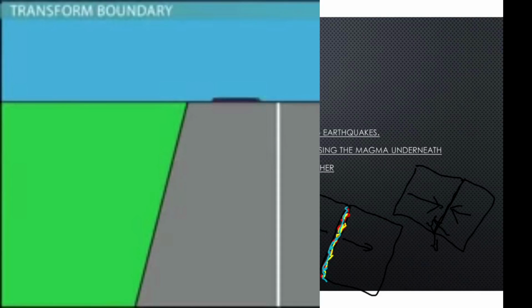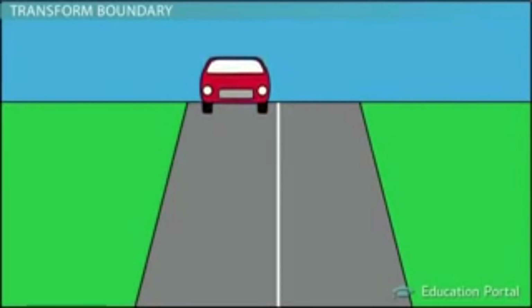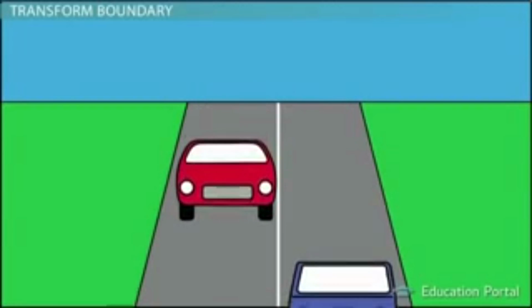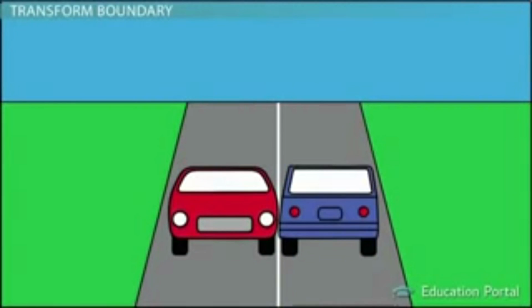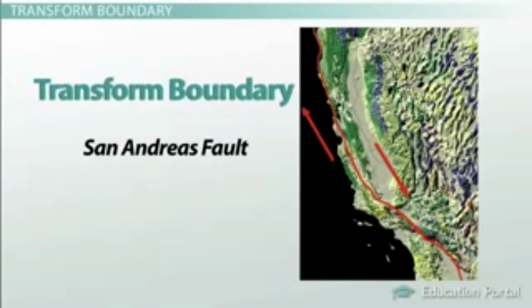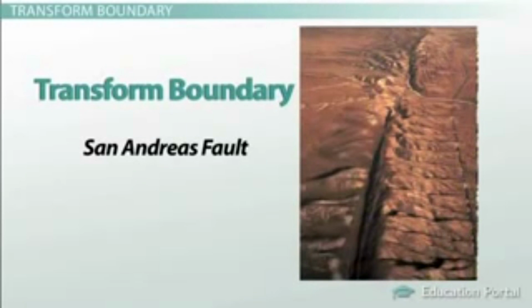A third way that plates can interact is by sliding past each other. This would be like cars sideswiping each other. One car is moving one way and scrapes by one going the other way. Tectonic plates do this as well, grinding past each other as they move in opposite directions. This third type of plate boundary is called a transform boundary. The most famous example of a transform boundary is the San Andreas Fault in California.